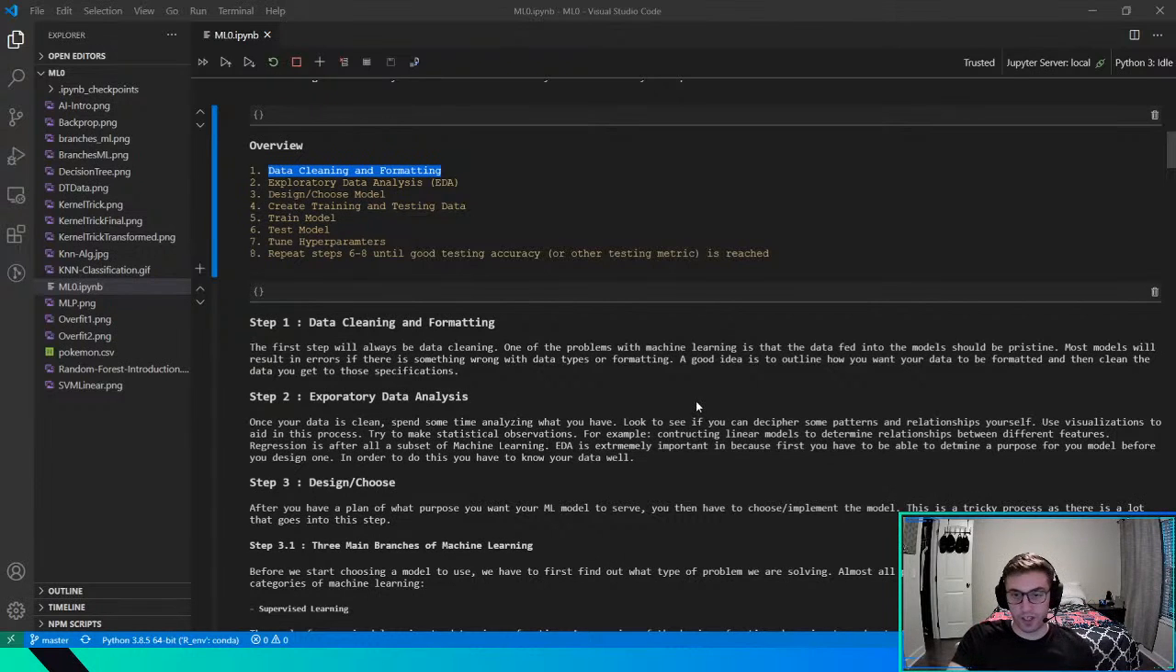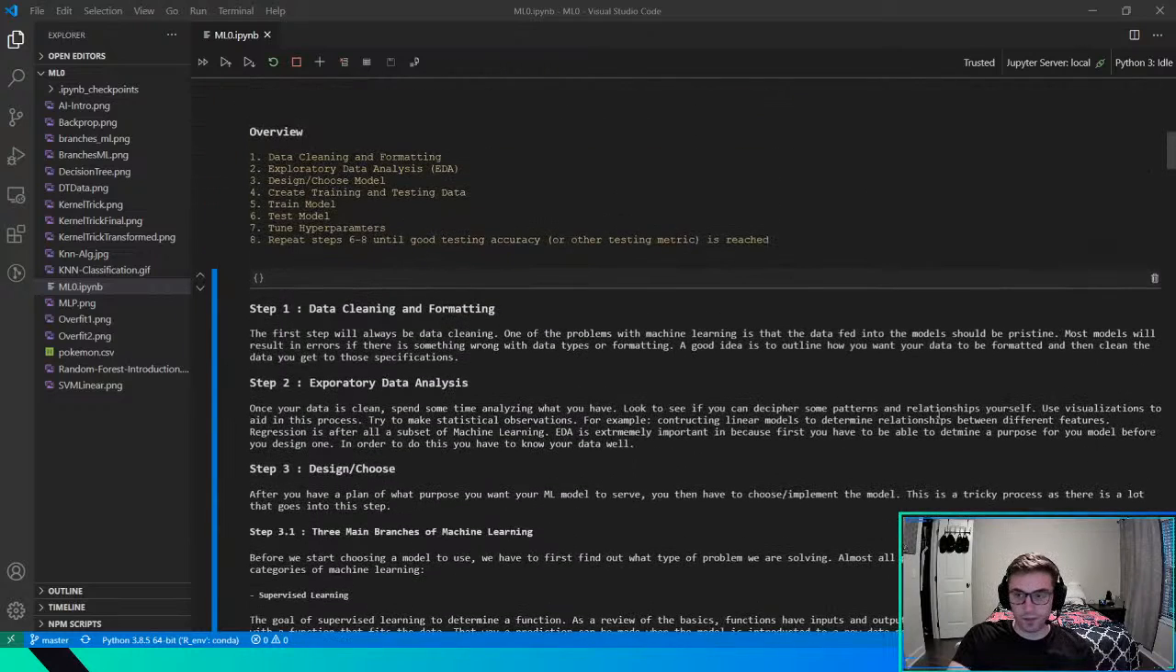Like for example here, they say to construct linear models to determine the relationship between two different features. For example, maybe you have age and height, or age and health, I don't know, something along those lines. You want to see if there's a relationship. And yeah, it's very important because you'll be able to determine the purpose of your model before you design one. It's a way for you to see what your data is doing.